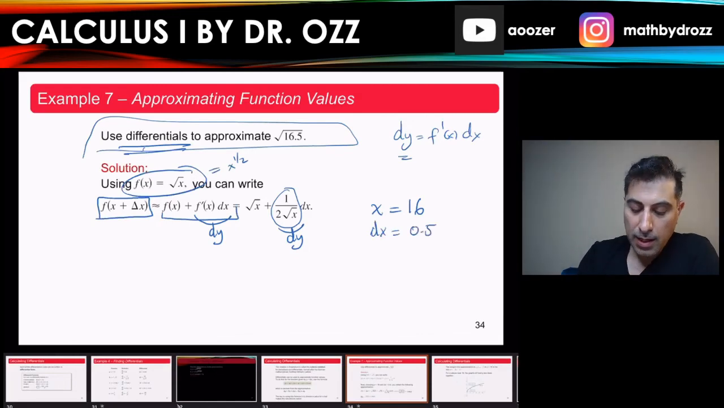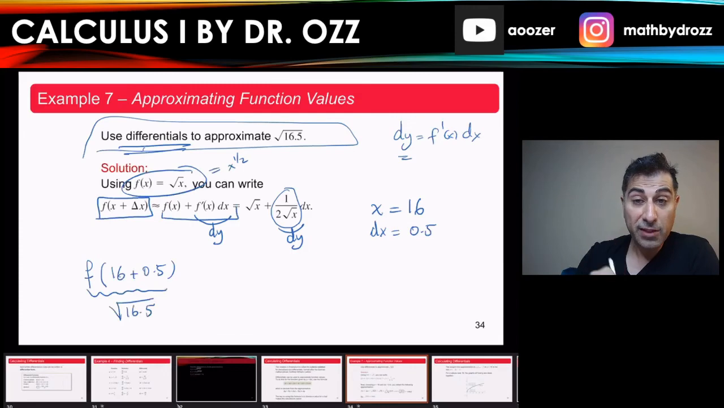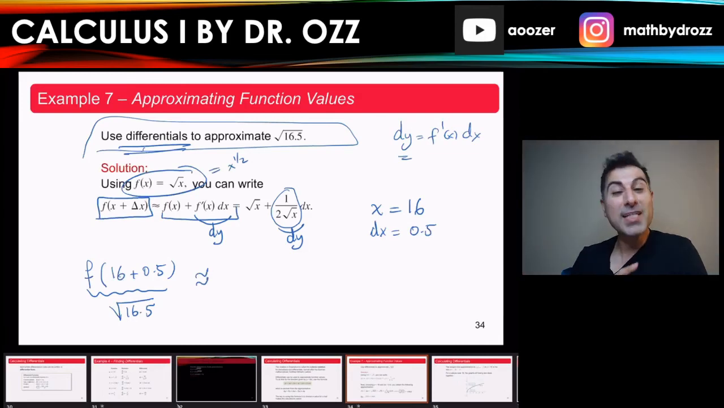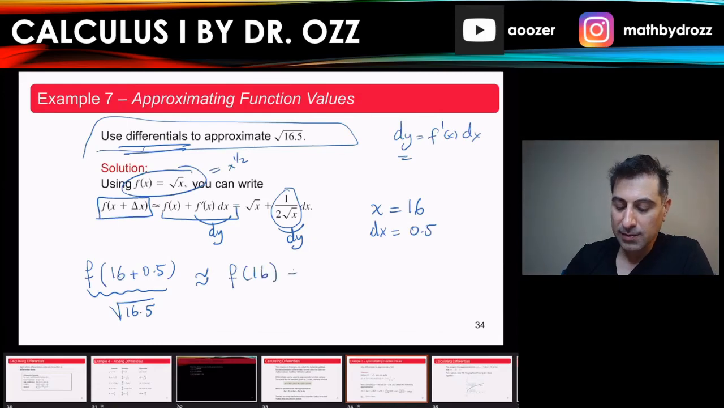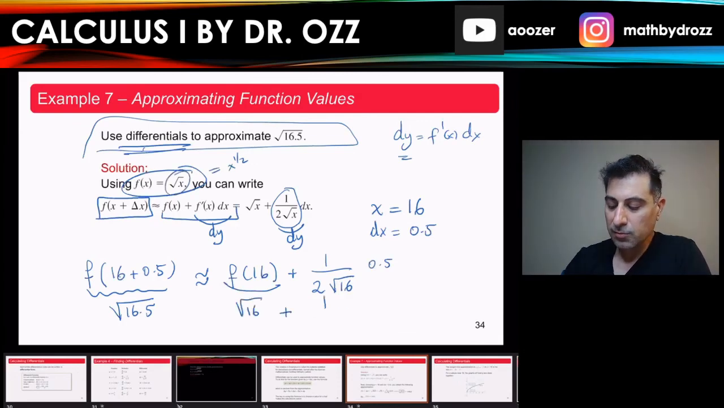So in other words, f of 16 plus 0.5, who is this guy here? Well, this is radical 16.5, which is what I'm after. It is going to be approximated by something that I know how to calculate without using a calculator. In fact, this is equal to f of 16 plus 1/2 times root 16 times delta x, and I know delta x. What is f of 16? Well, f of x is radical x, so this is radical 16 plus 1/2 radical 16 times 0.5.